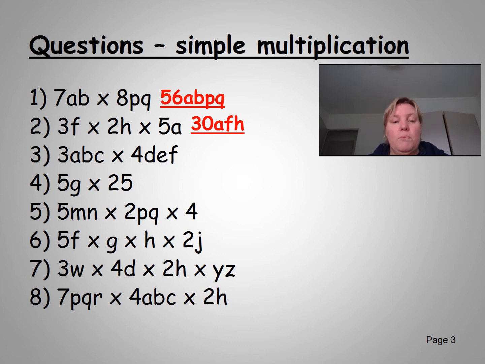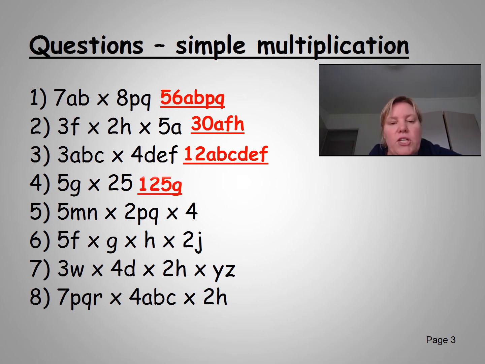So you should pause here and do the next few. All right, so let's assume you've done them. Next one, 3ABC times 4DEF is 12ABCDEF. 5G times 25, 5 25s are 125. There's only a G, so chuck it on the end. Number 5, 5 times 2 is 10, times 4 is 40. And then we're going to go MNPQ because that's the alphabetical order.